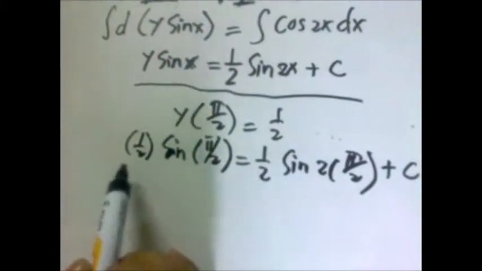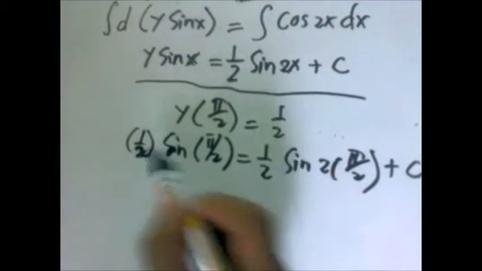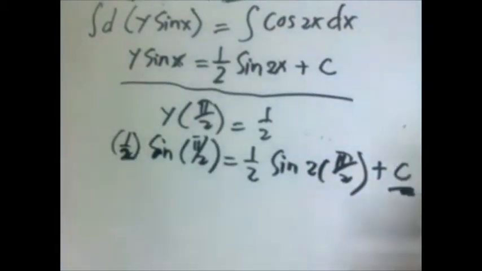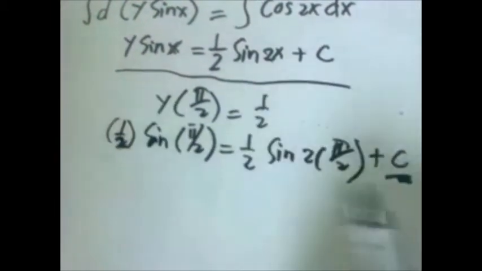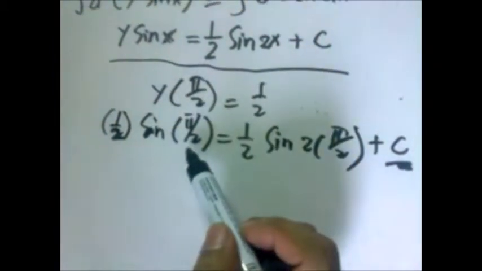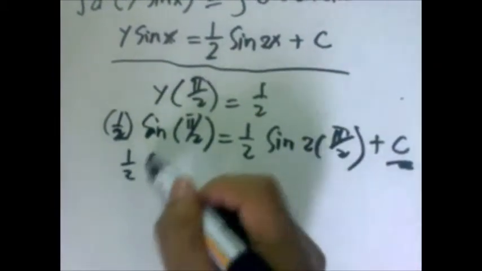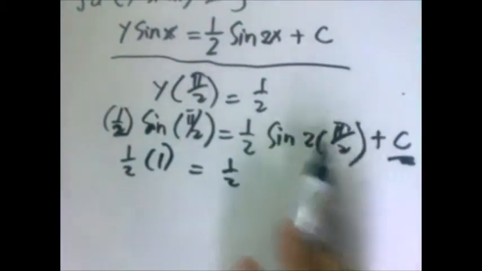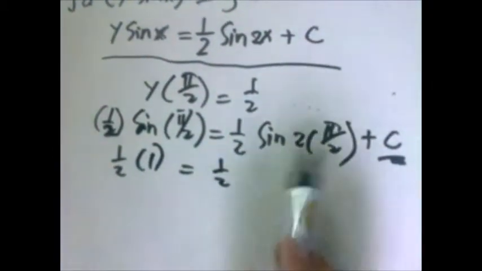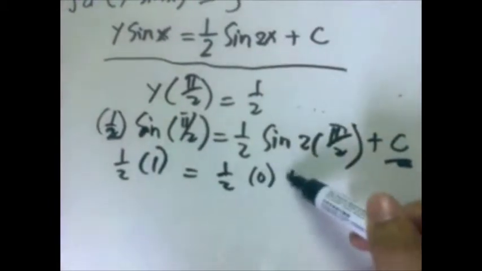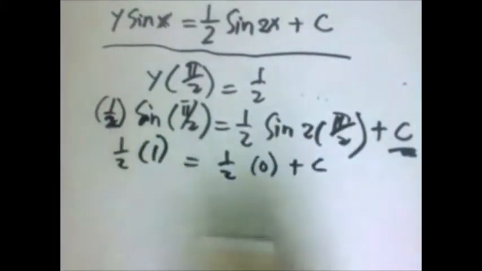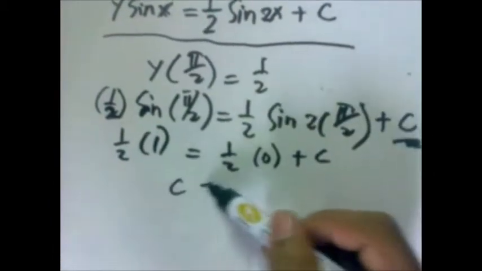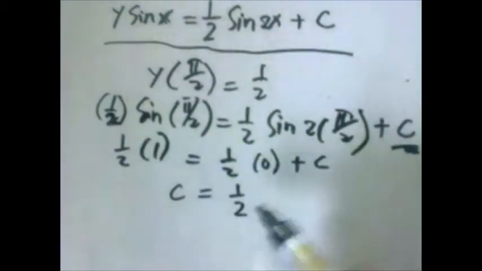Why we came on to this procedure is because we have to find the c. So after that, we substitute. Remember that sine pi over 2 is equal to 1. So 1 half multiplied by 1 is equal to 1 half. And sine 2 times pi over 2 is automatically 0, so plus c. So by simplifying this, c now is equal to 1 half times 1, which is 1 half.